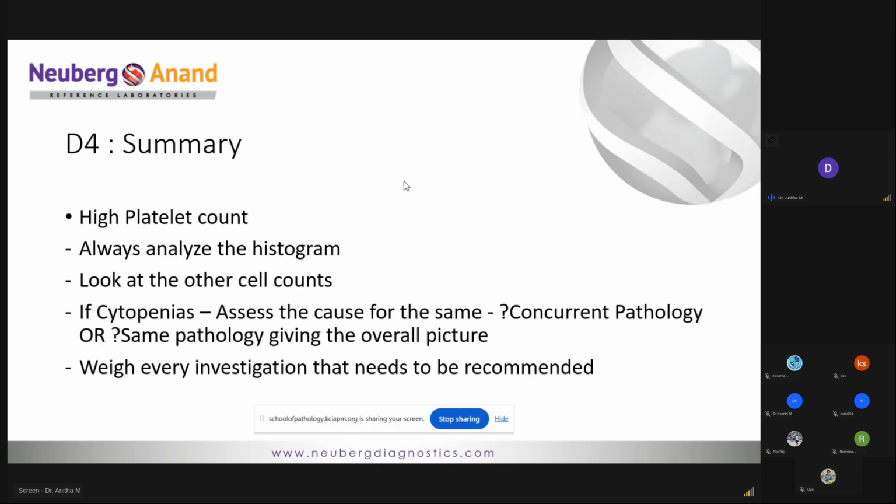So, summary, whenever you have high platelet count, always analyze the histogram, because that will give a clue whether it's a true high count or not. But also look at the other cell counts. If you have persistent cytopenias, then you know there is another pathology, or all these are coming on to one single picture, as we saw in the first case. And that is why every investigation needs to be recommended. So Coombs was requested, but whenever you have MHA, please make sure Coombs will be your last investigation.